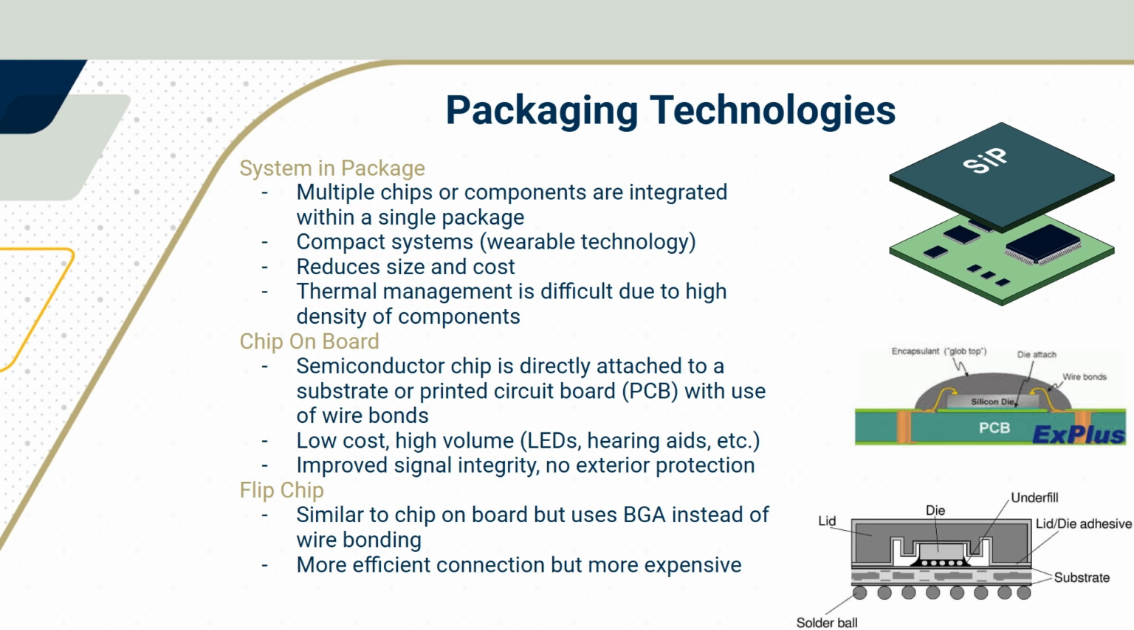Now, flip chip is very similar to chip on board, but uses a ball grid array of very small solder balls, and this array of solder balls is what connects that die. This is a lot more efficient as you're using the solder balls for the connection instead of these wires, so it's a much better connection. However, it's much more expensive as now you have to get all these solder balls and stuff.